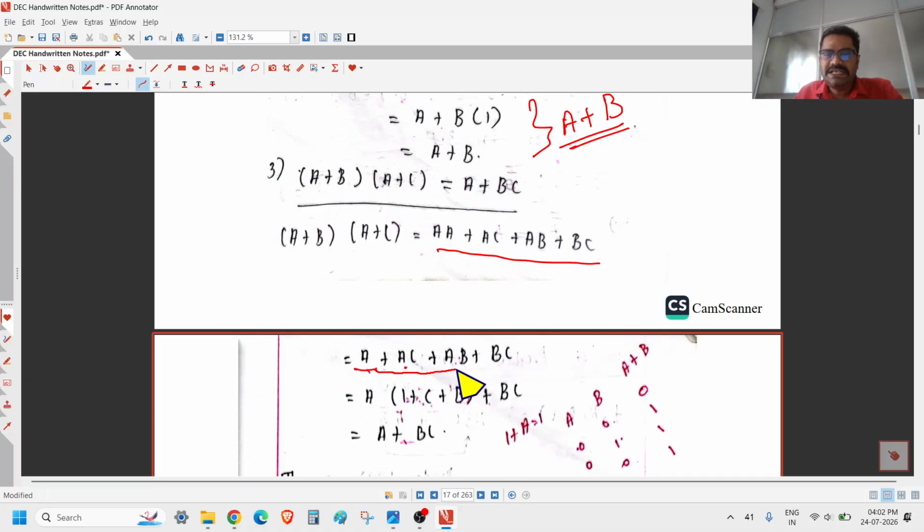And from these terms, I'm going to take A as a common term. If I take A as a common term now, the remaining will be 1 plus C plus B. So we already know 1 plus A plus A plus A, however many A's, the answer is 1. So that means this will be 1. So the final answer will be A plus BC. So this is how we solve the Boolean expression with the help of Boolean algebra.